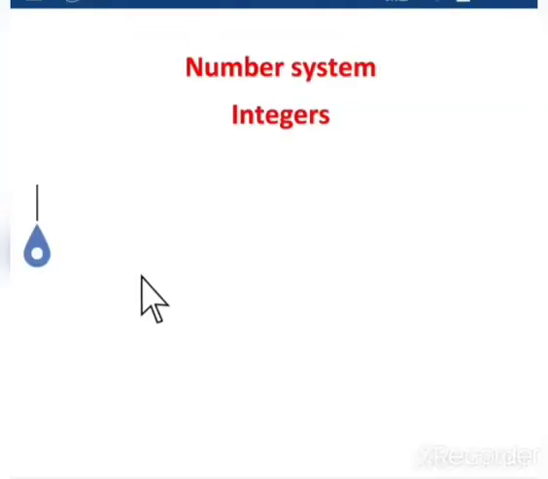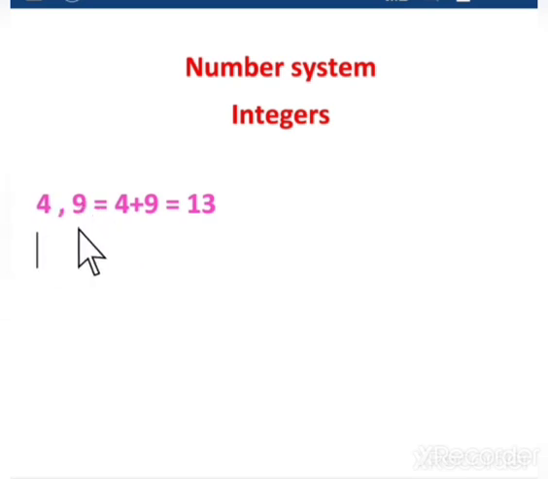Now we are going to see how to add numbers in integers. First I give you one example. The number is 4 and another number is 9. If we add these numbers, what is the answer? 4 plus 9. The answer will be 13, isn't it? If both the numbers have a positive sign, then we can easily add the numbers.